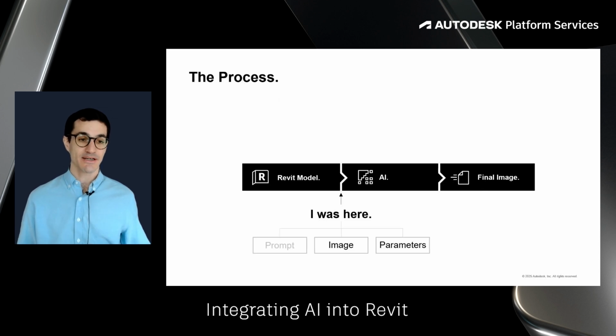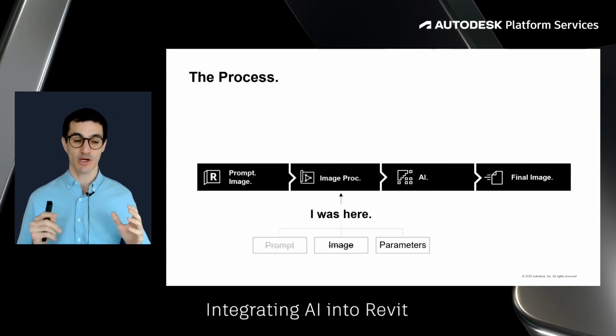Great. So I was here, in the intersection between the two systems. I have covered mainly the image part so far, so let me update this. We have the image processing in between the Revit model and the AI. And now I want to focus on the parameters part.